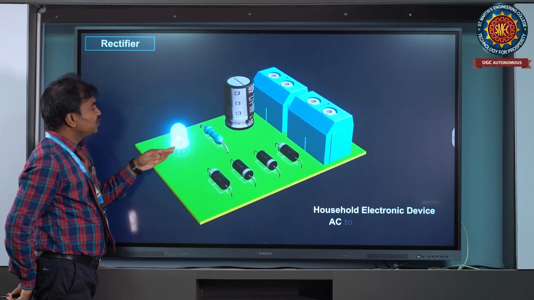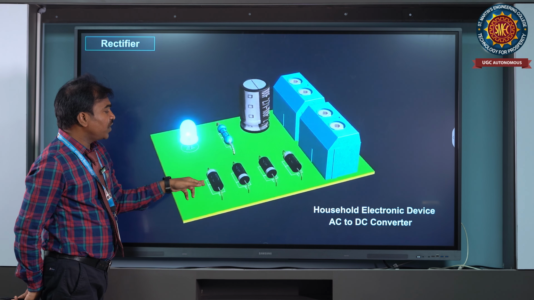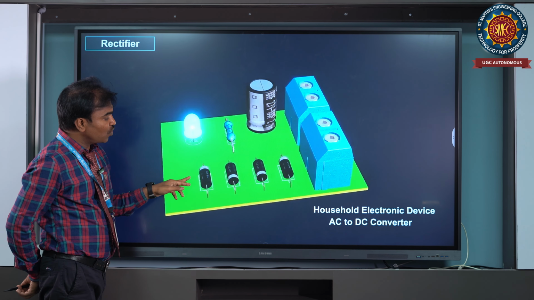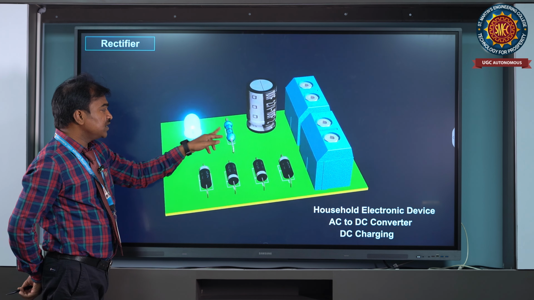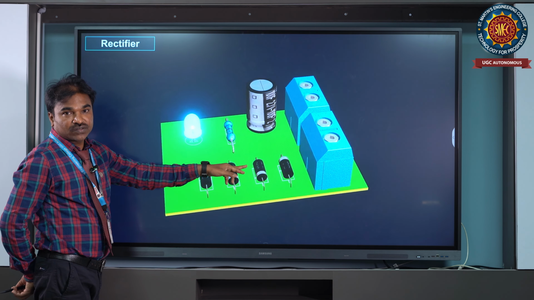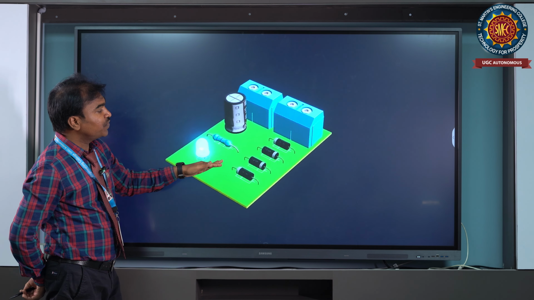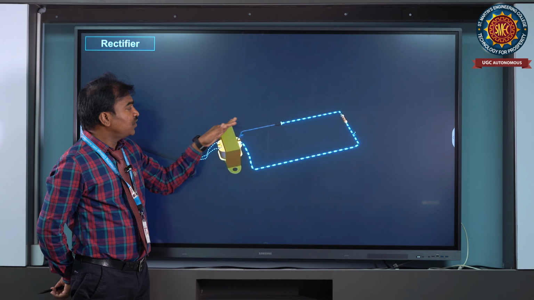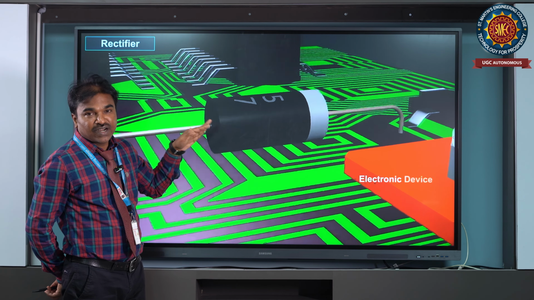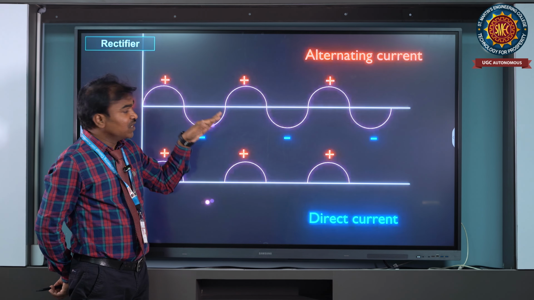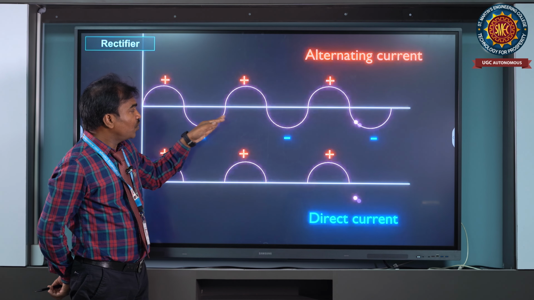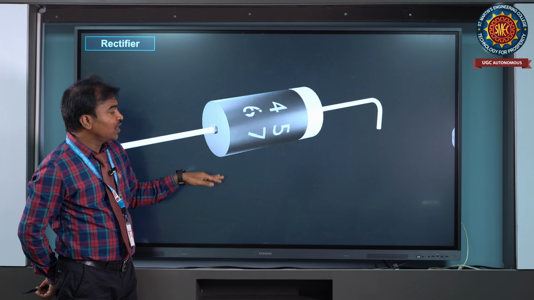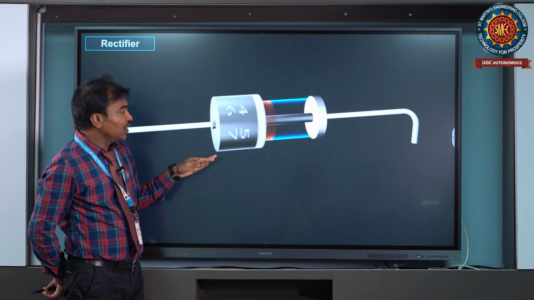Now coming to the next, the bridge rectifier. In the bridge rectifier, how many resistors and diodes are we using? One resistor and 4 diodes. Why are we using the bridge rectifier? What is the disadvantage in the full wave rectifier? The center tap transformer is costly. To overcome that problem, we are using the bridge rectifier.